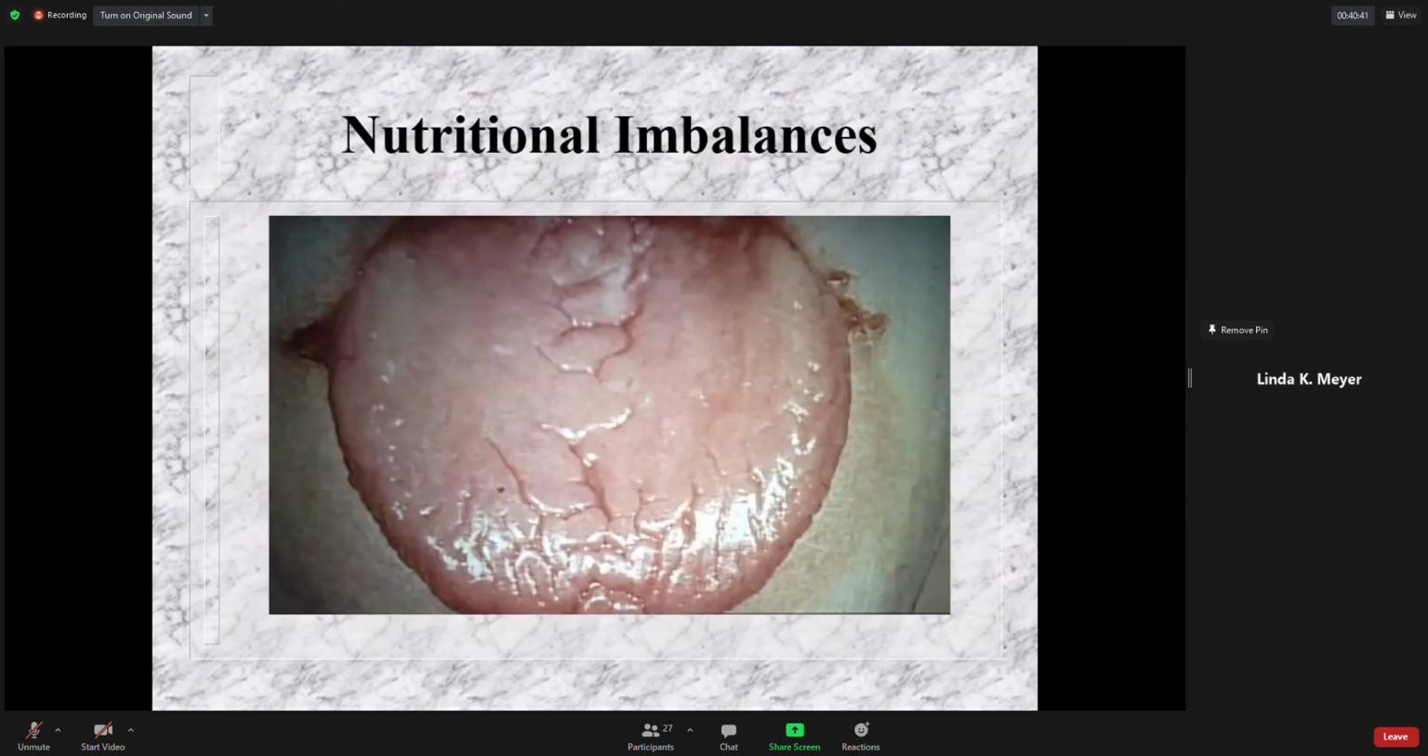So for example, I showed you some manifestations of an iron deficiency resulting in what's called atrophic glossitis, which just means that there's loss of the filiform papillae, a smooth tongue, and the cracking and burning at the commissures is called angular cheilitis.